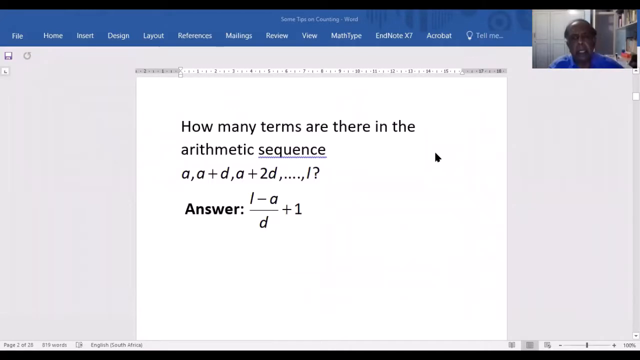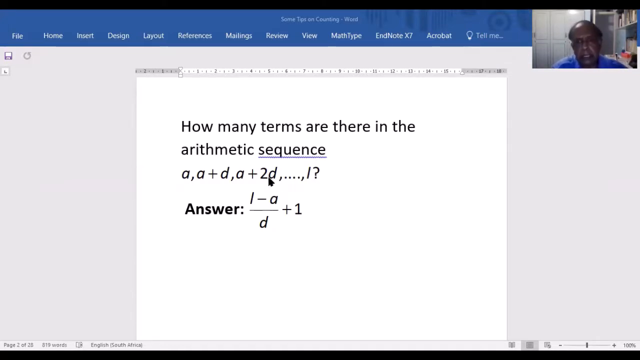How many terms are there in the arithmetic sequence A, A plus D, all the way up to L. Now, some of you might be familiar with this. What's really happening here is that this is a sequence we wrote in a very general form, where it starts with a number and then you add a fixed number D to it to get the next term. And the next one is where you're adding D again to get to that. And you keep adding D until you come to the last term. We use the symbol L for the last term. Now the question is, how many terms are there in the sequence?